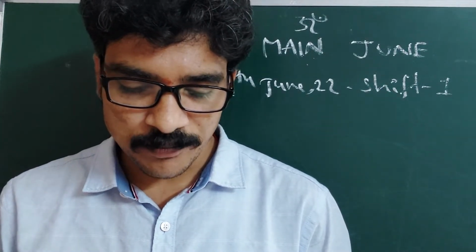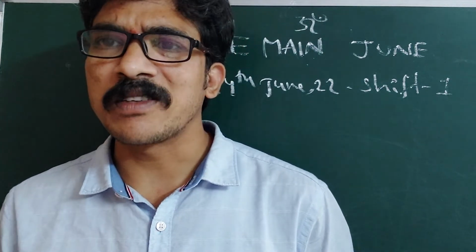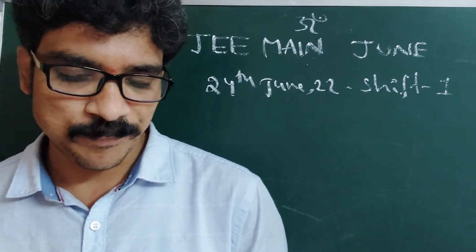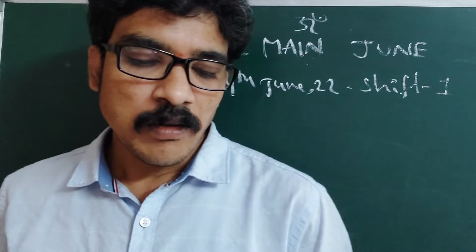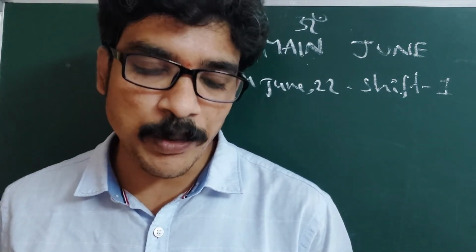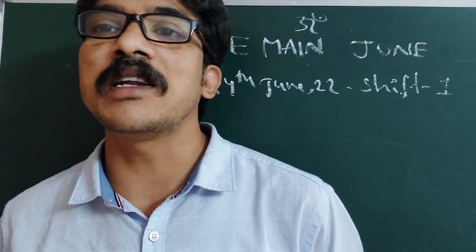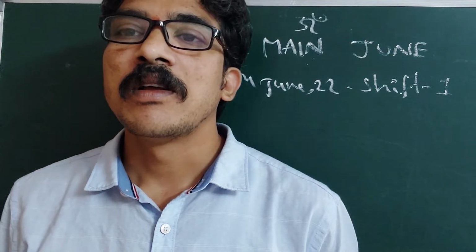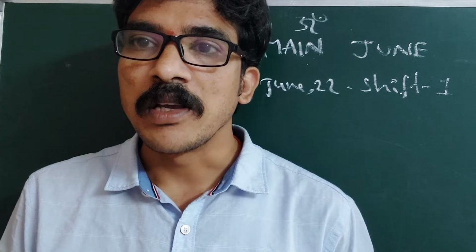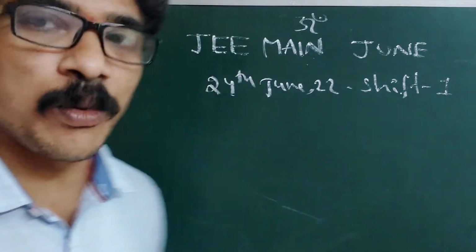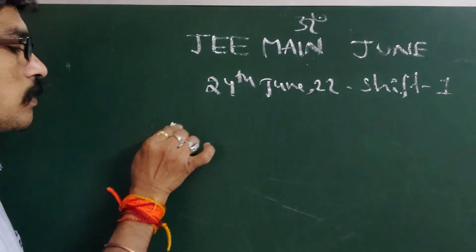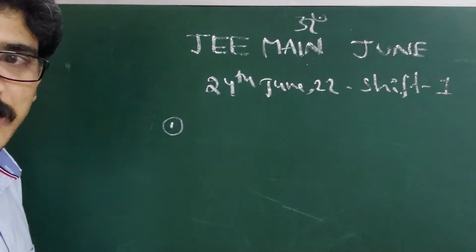Now, the first question. Different slots have different sequences of the order. One of the questions: the difference in the oxidation state of chromium in chromate and dichromate. Let us take the first question, difference in the oxidation state.